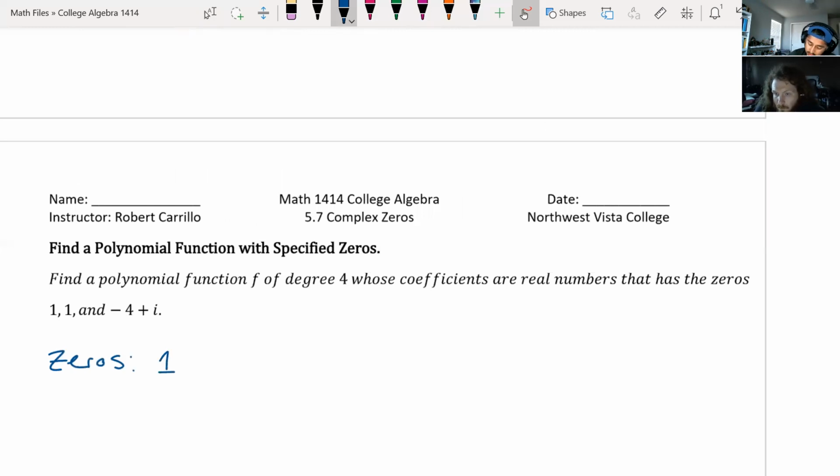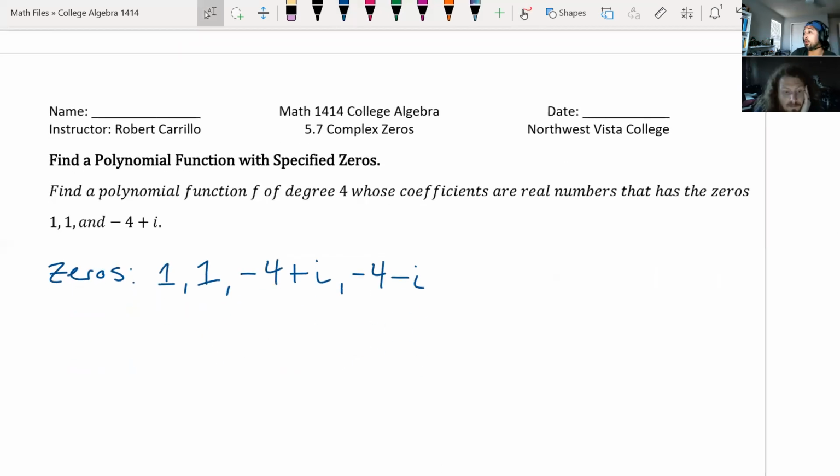They give me 1, 1, and -4 plus i. What's my missing zero? -4 minus i. That's it. -4 minus i. Okay, so now what we're going to do is put this into factored form. So I'll say factored form.